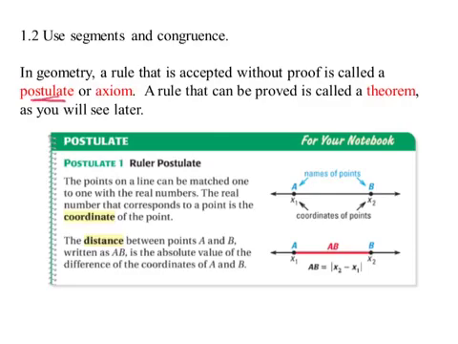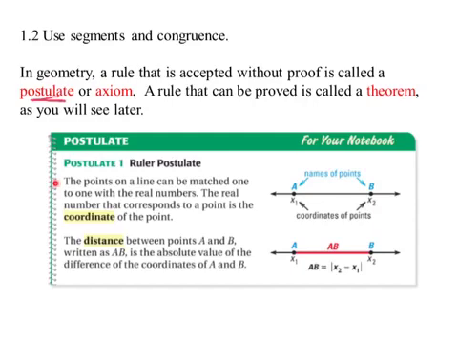So if you have a postulate, it's just something that's accepted. And then we use postulates to prove other things. So a rule that can be proved is called a theorem, as you will see later. So we know postulates are just generally accepted. Theorems, we can prove them. And we're going to learn all about theorems as time goes on. All right, postulate number one. Postulate number one teaches you how to use a ruler. Yes, that's true. Let's just read through it.